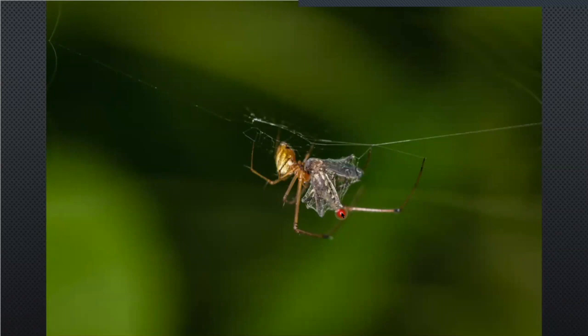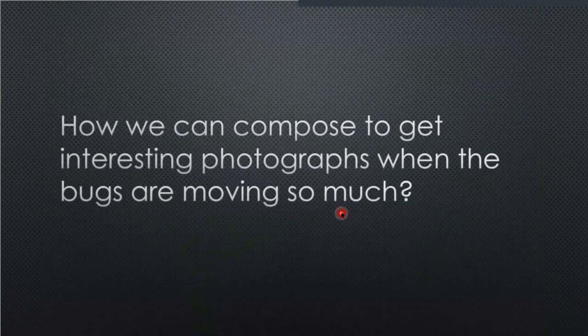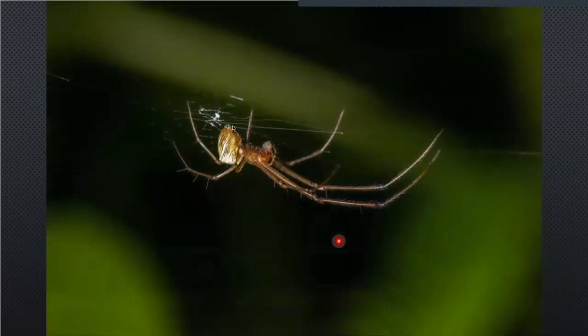So this is what this question really begs to answer. How can we compose to get an interesting photograph when the bugs are moving so much? I agree, bugs do move so much, but they have a purpose in their movement. Either they'll be feeding on something, or they are hunting something. So once you understand that particular bug and learn its life history, you can anticipate what they do. For example, that day in the evening, I was trying to take a photograph of this spider.